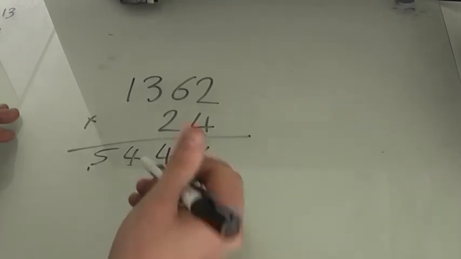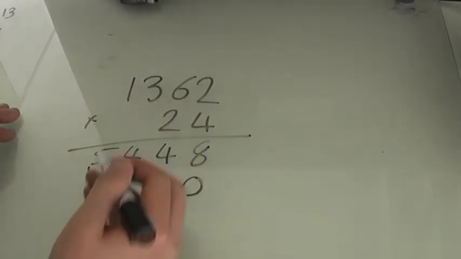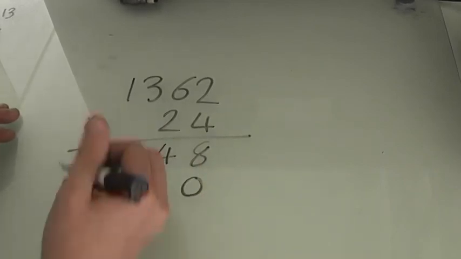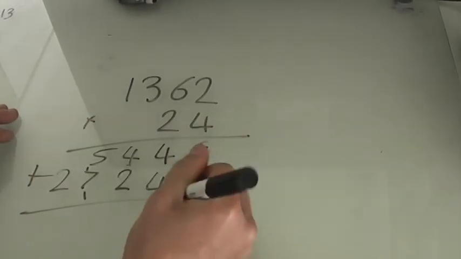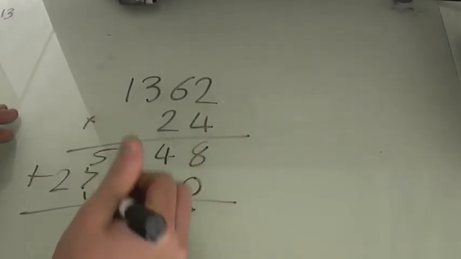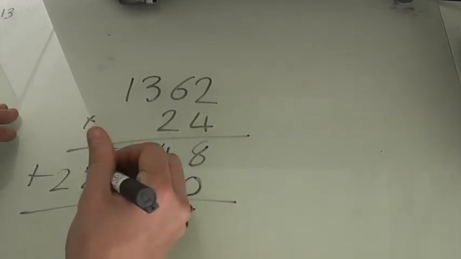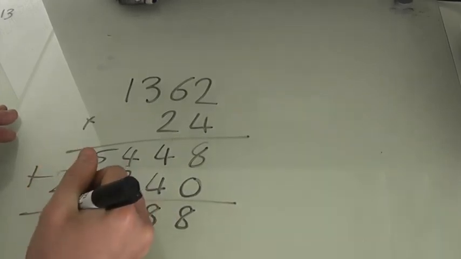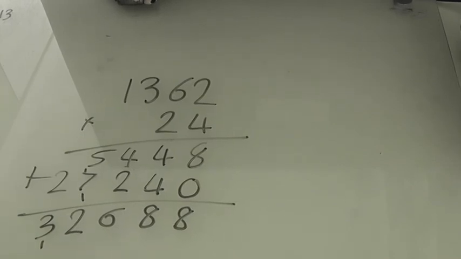2 times 6 is 12. 2 times 3 is 6, add 1 is 7. And then 2 times 1 is 2. Add all that together, you've got 8, 8, 6, 12, and 3. So your answer is 32,688.